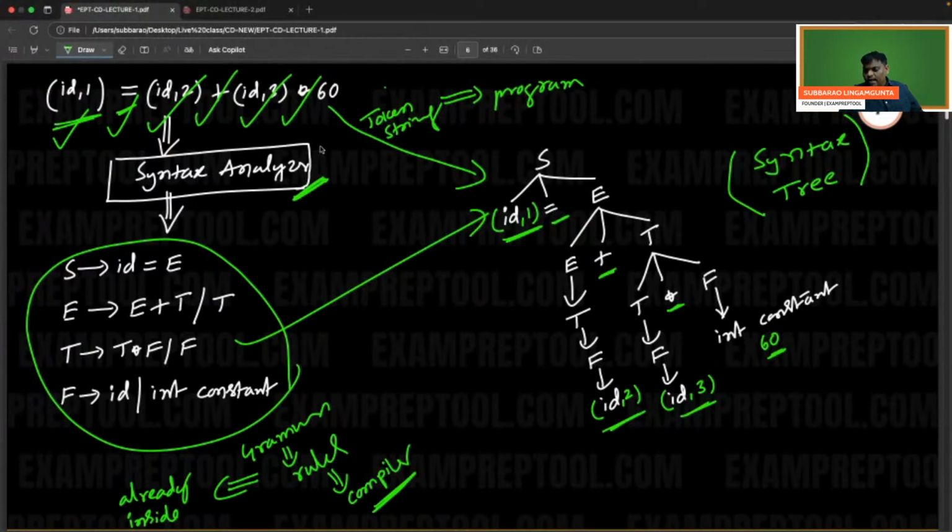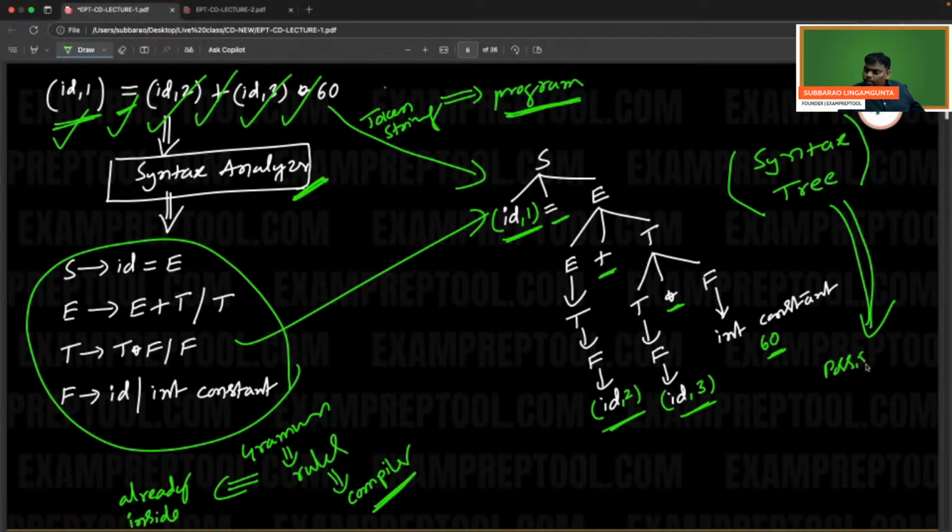So using these rules and this input string, try to draw the tree. For the existing rules and the program the user has written, using the existing rules, try to draw the tree. Let us assume the syntax tree is possible. Using the existing rules, you are able to draw the syntax tree perfectly for the given program. That means the syntax tree is possible.